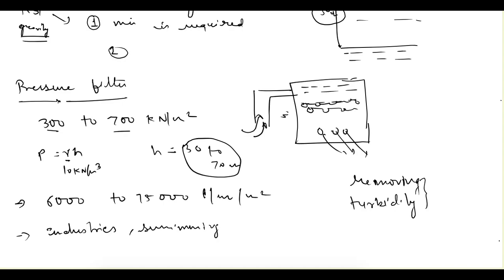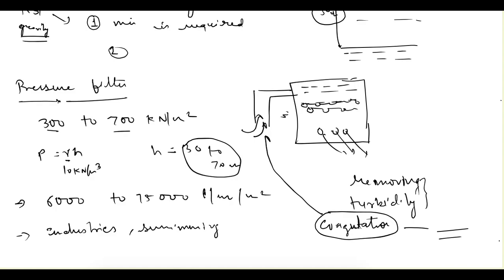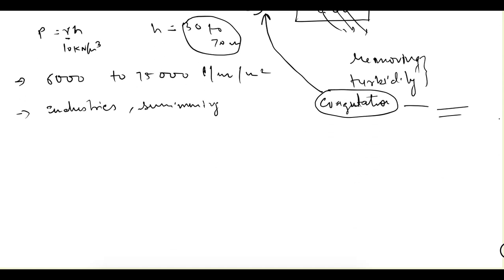In our normal rapid sand filter, we do coagulation and flocculation, then sedimentation, and then that sedimented water goes into the rapid sand filter. But in this case we just do the coagulation, we do not allow flocculation or sedimentation to happen, and this coagulated water is fed into this filter, and the rest of the processes happen inside this filter. That is about your pressure filter.